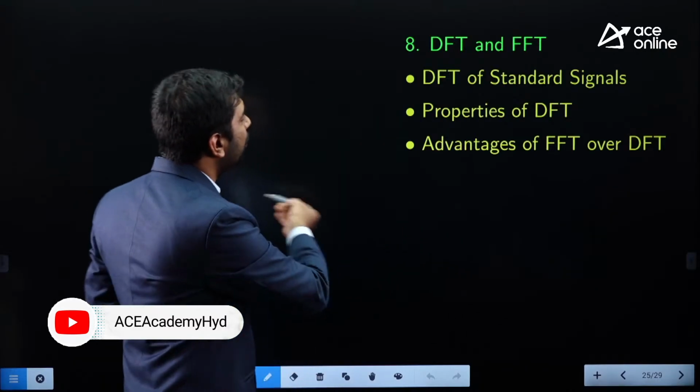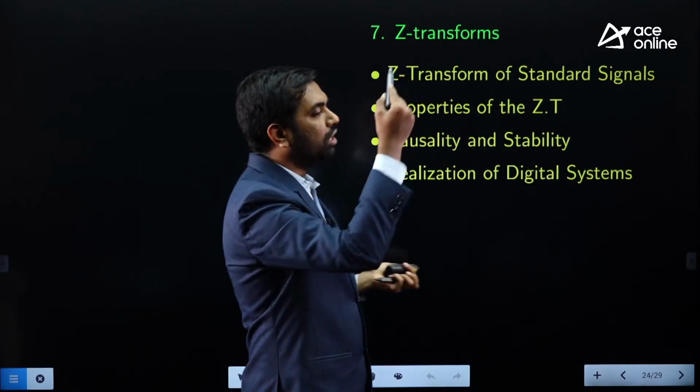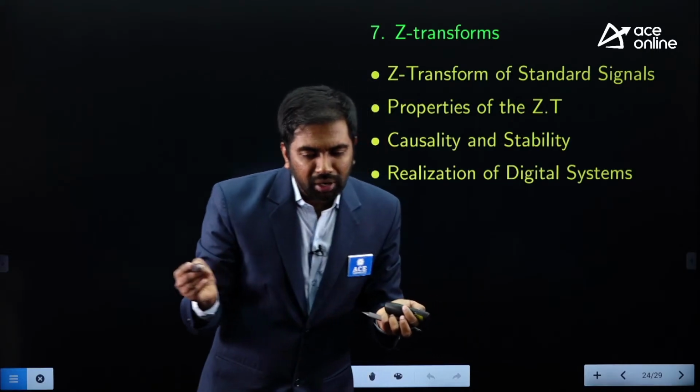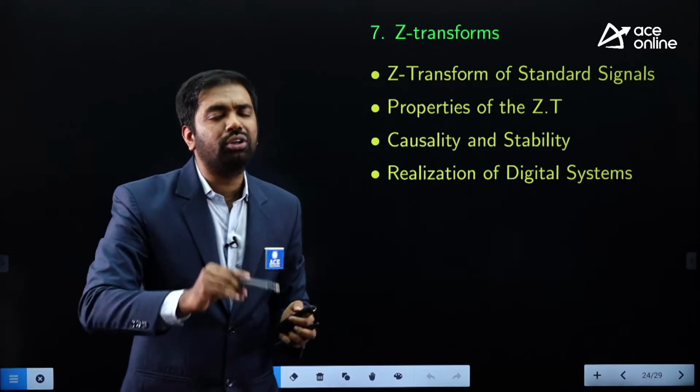Now you see all this. Everywhere I'm talking about properties of the transform. If you can write all those properties at one place, that is the biggest resource for you.